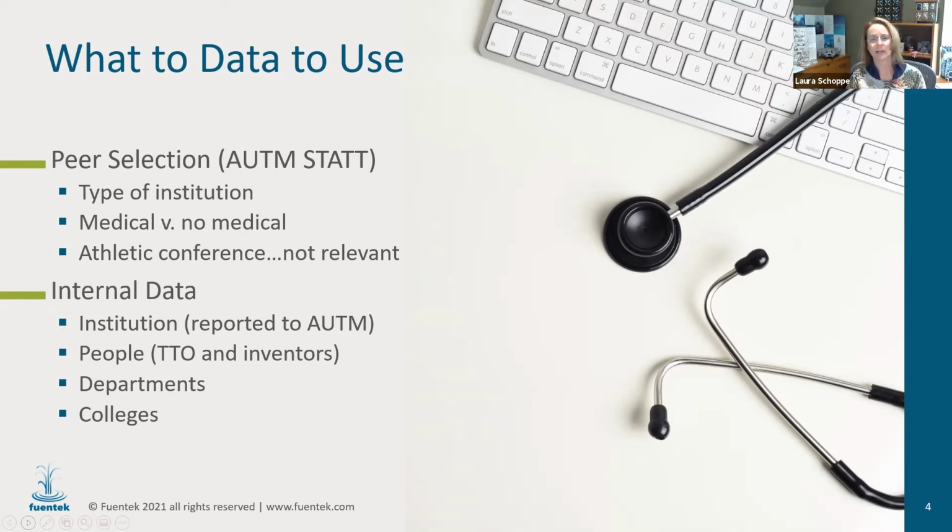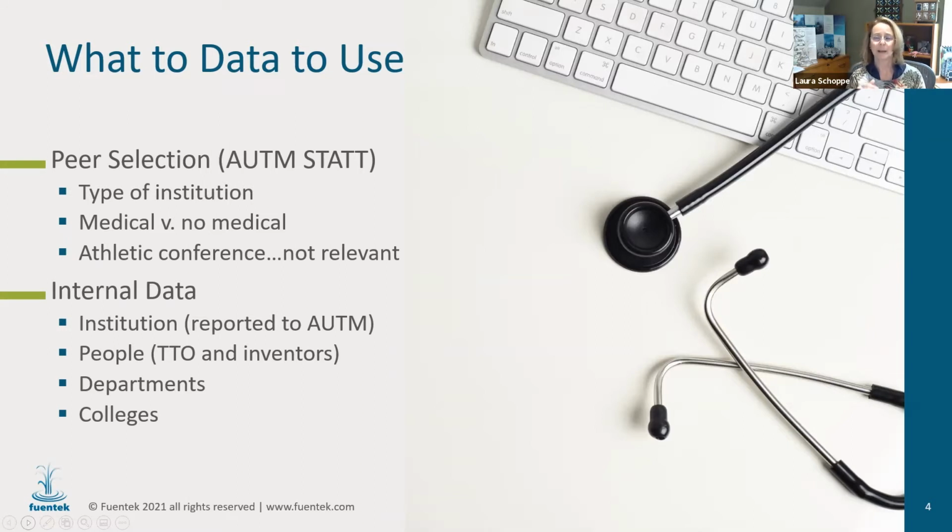So Autumn provides their average information, and they provide some of the highlights of specific universities. Well, the Autumn average includes institutions that are not necessarily like you. So it's more than just universities. It can also include research institutions, medical hospitals, government labs, and they don't all operate in the same way that you do. It can also be state universities versus private universities. So you want to try to pick institutions that are similar to you.